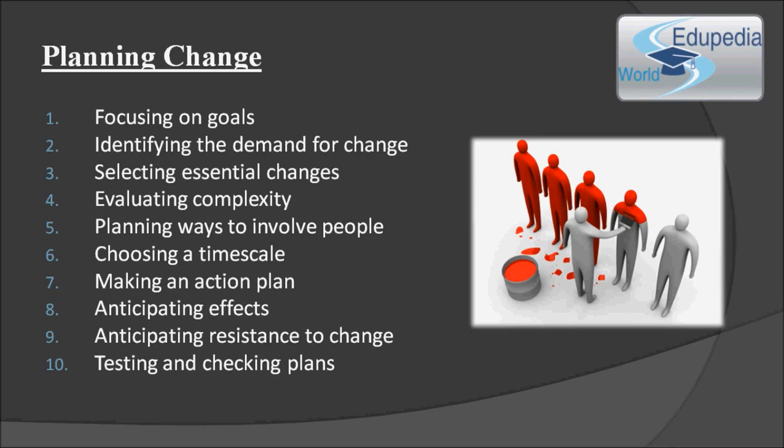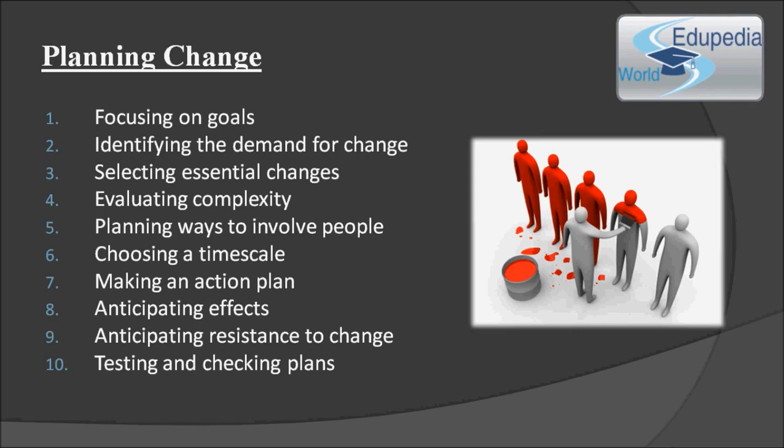After identifying the demand for the change, we select the essential changes that we want to make. We have to justify that these changes are required. And then we understand the complexity of the change. All changes are not very simple and all changes are not very complex. So the complexity of the change is different with the different changes, and we have to ask a lot of questions here to understand the complexity.